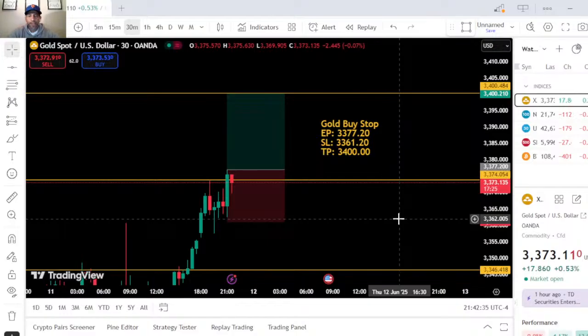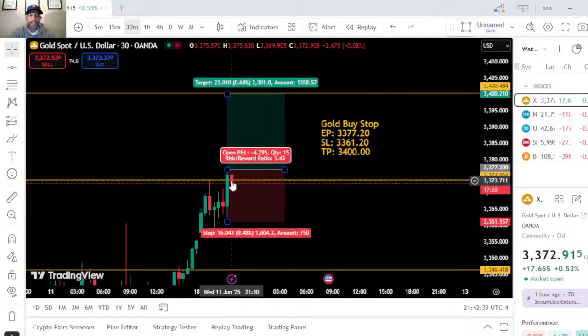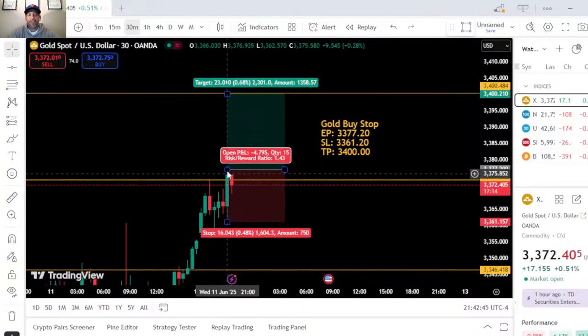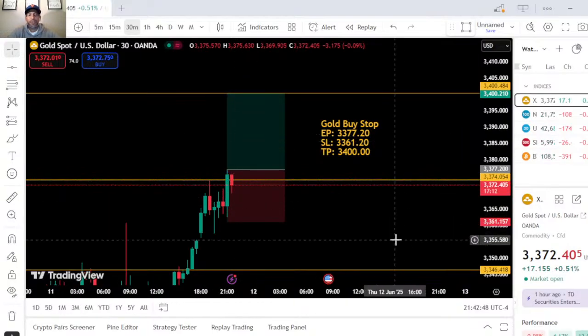Sometimes when I'm trading, I would have taken that buy on this, right? I would have probably jumped in right here. But I'll wait. Once this thing flips and takes out the previous highs, we should be good to go.